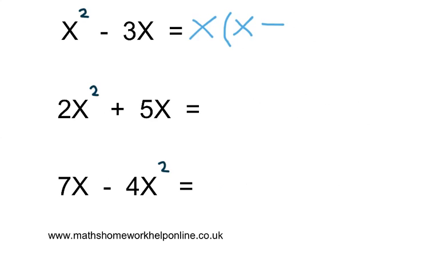Minus, what do we times x by to get 3x? And the answer is just 3. So putting that together, the answer is x brackets x minus 3 close brackets.